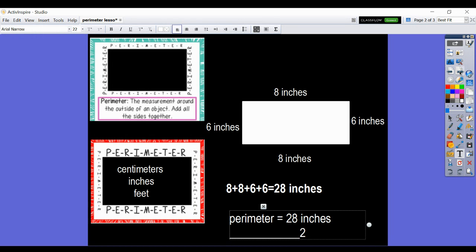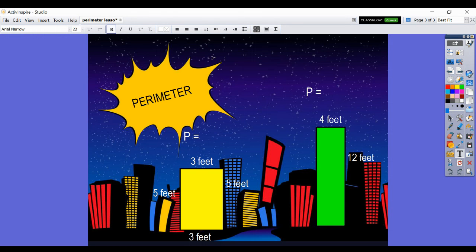All right, let's take a look at the next one. Look at this one here. We're finding the perimeter again. You can see here that the P stands for perimeter. We're trying to find the perimeter. The top length is 3 feet and the bottom is 3 feet. And then the left side is 5 feet and the right side is also 5 feet. So feet are our unit of measurement this time. So let's take a look here.